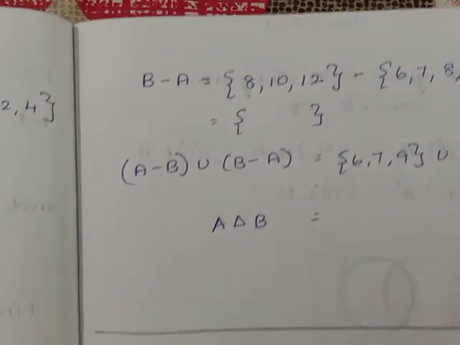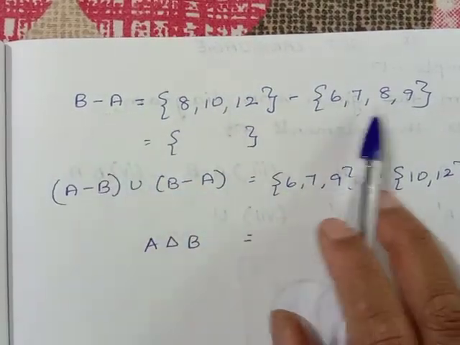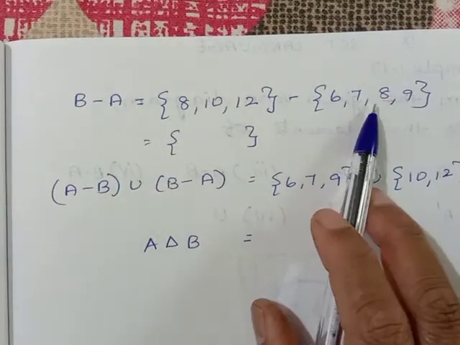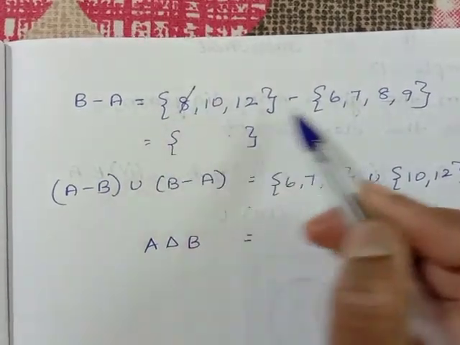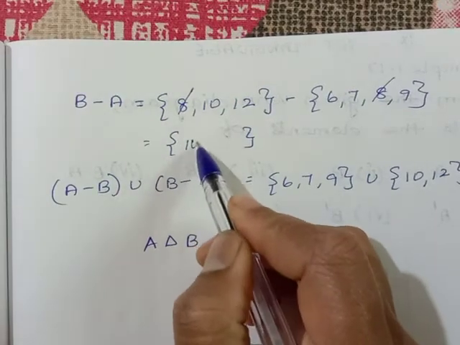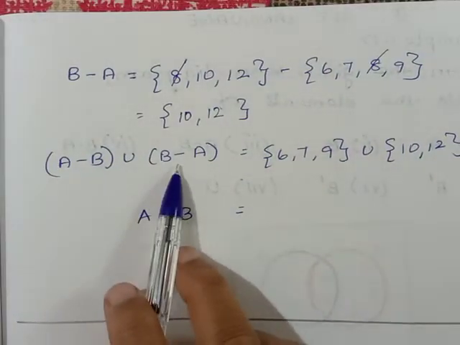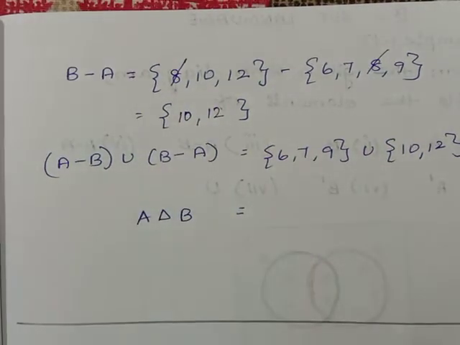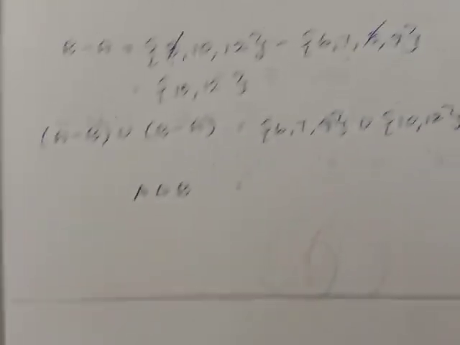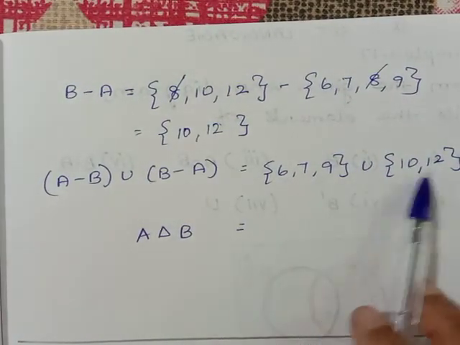Next we are going to find B minus A. So first we write the value of B and then the value of A. So B minus A. Here we'll cancel the similar terms. 8 cancels. What is remaining in the first term? 10 comma 12. Next, A minus B union B minus A. So we write both the answers. A minus B answer is 6 comma 7 comma 9 and B minus A answer is 10 comma 12. We'll write both the values.